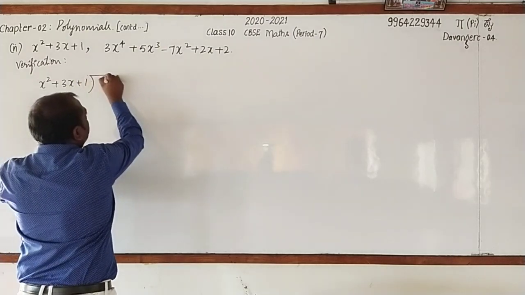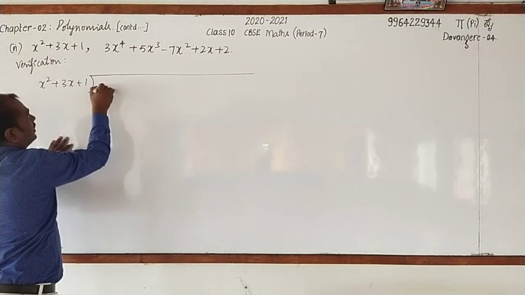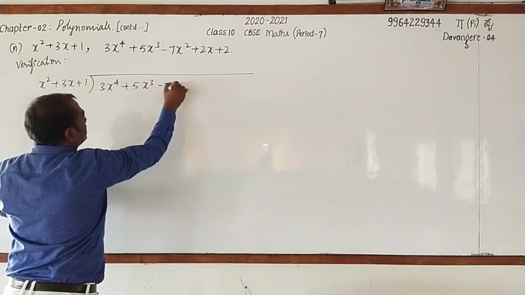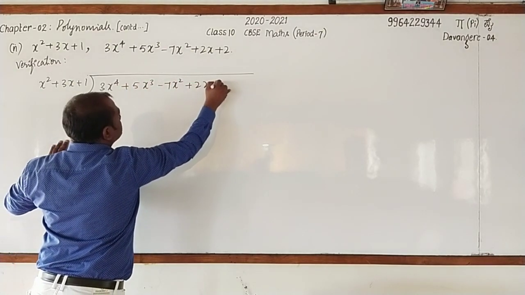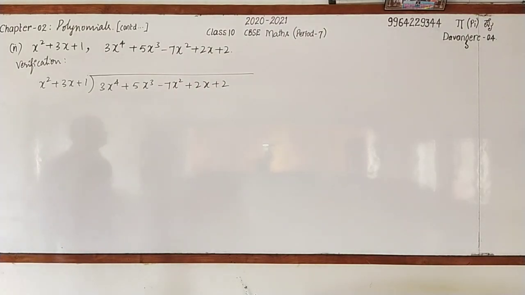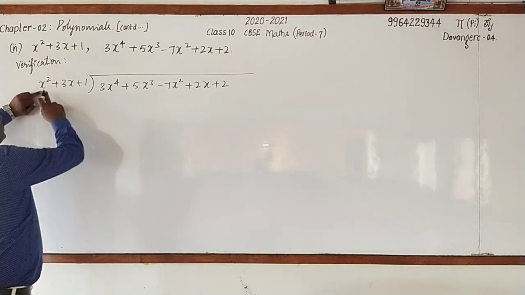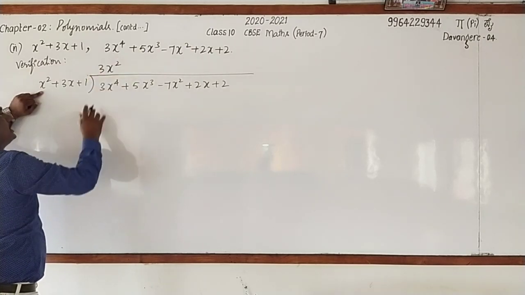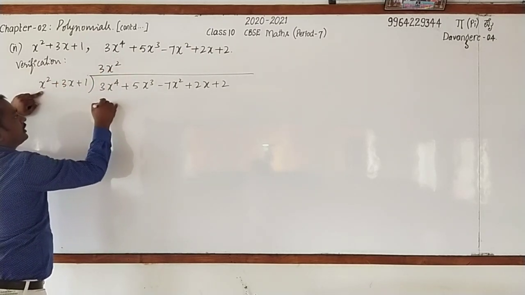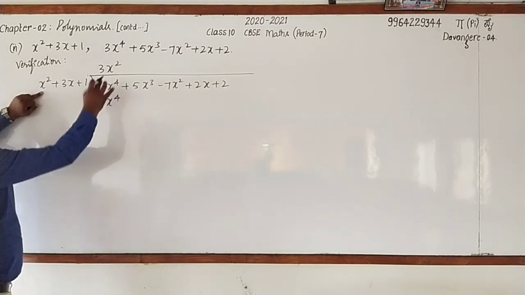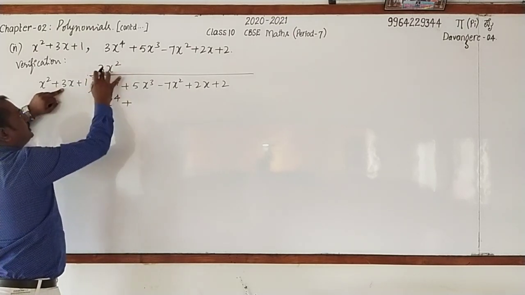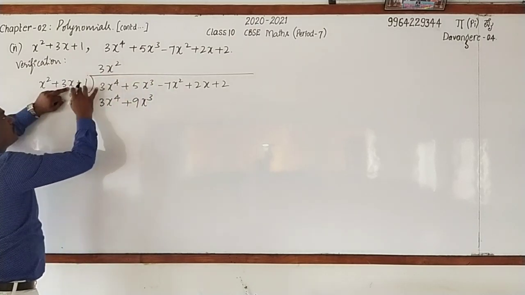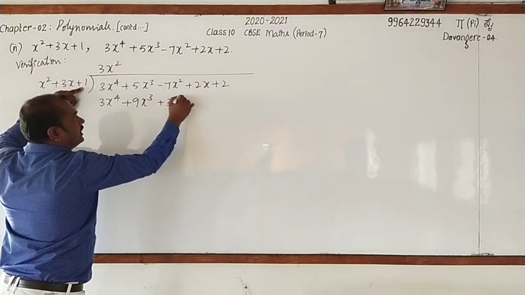From this, you are going to divide the second polynomial 3x raised to the power 4, 5x cube minus 7x square plus 2x plus 2. Here also, no term is missing, right? Now, what should be multiplied with x square to get 3x raised to the power 4? 3x square. 3x square into x square, 3x raised to the power 4. 3x square into 3x, 3 3s are 9, x square into x, x cube. 3x square into 1, it is 3x square.